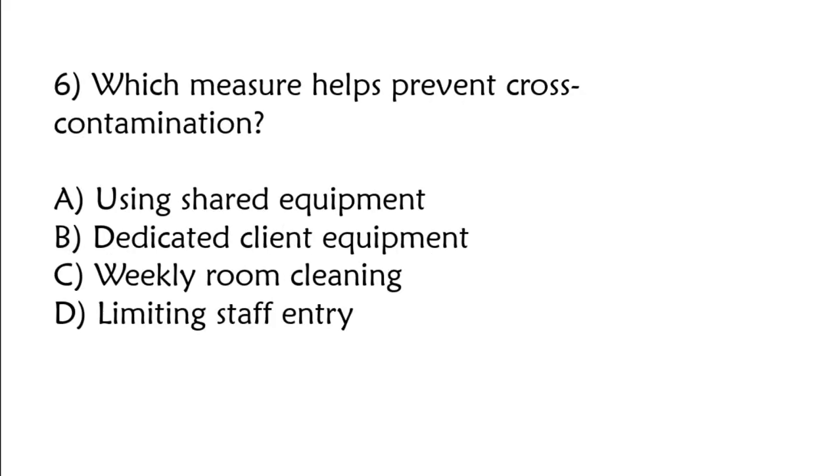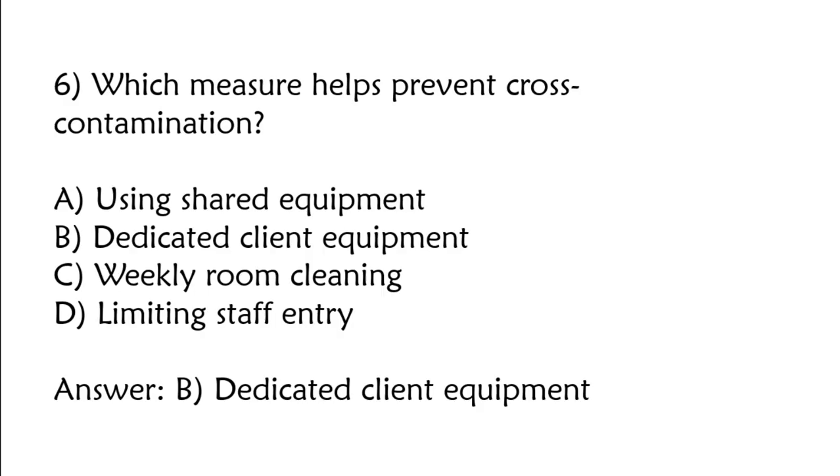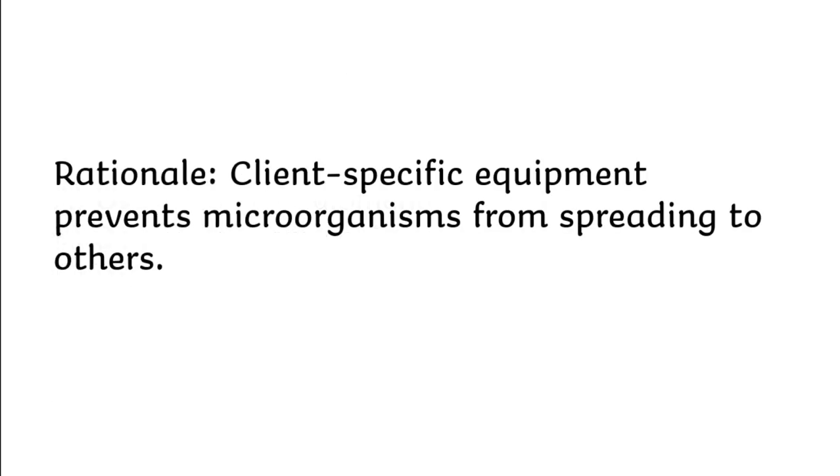Which measure helps prevent cross-contamination? Correct answer is B. Dedicated client equipment. Rationale: client-specific equipment prevents microorganisms from spreading to others.